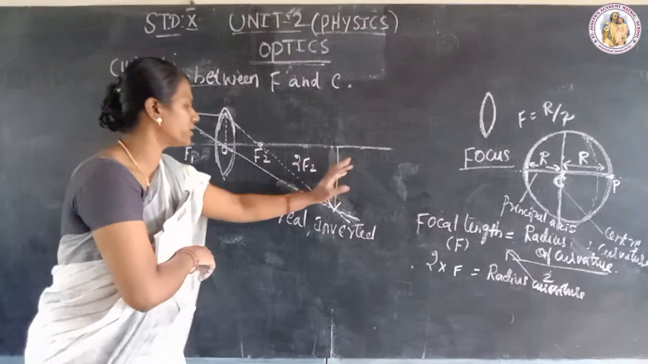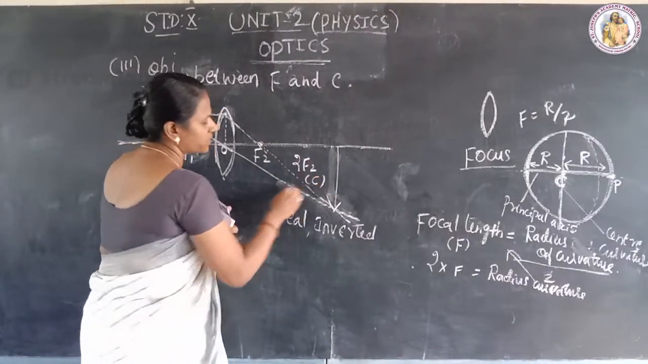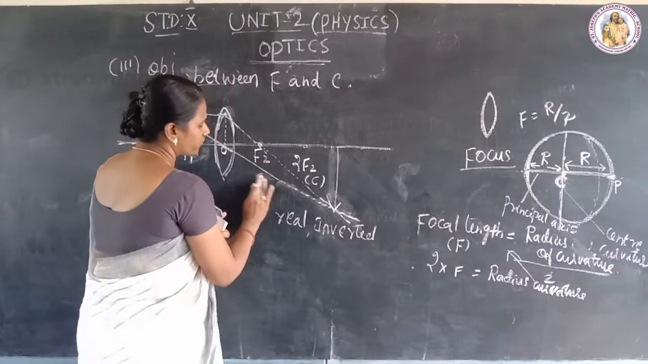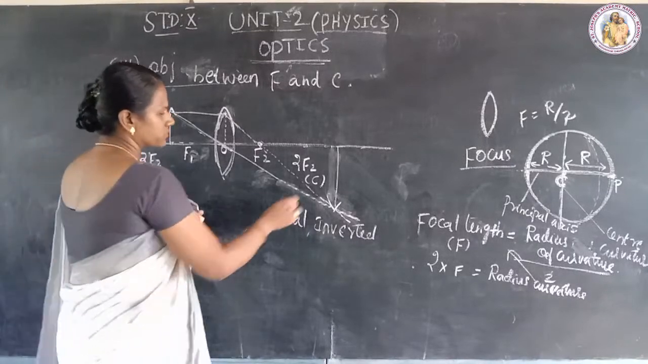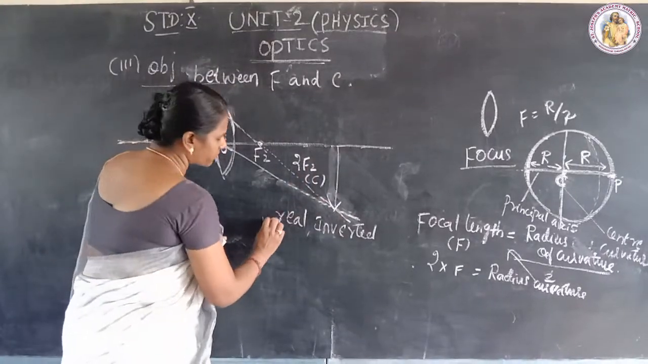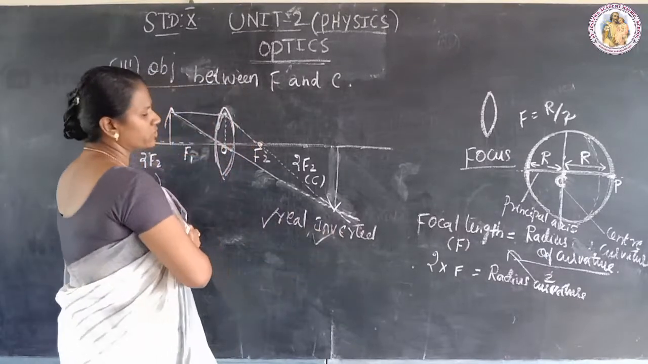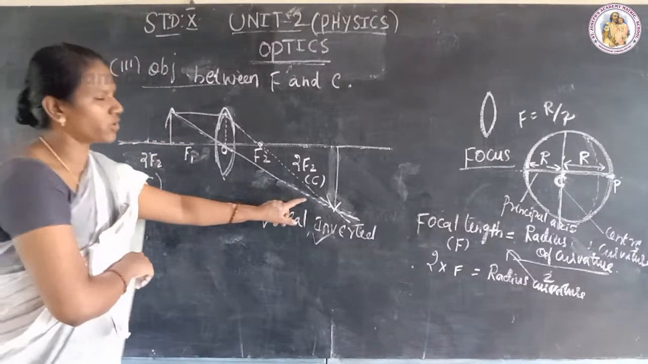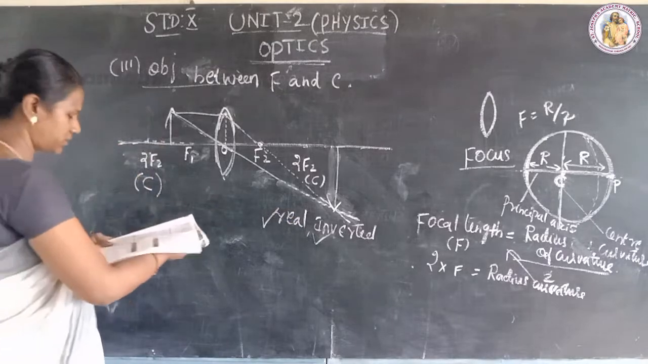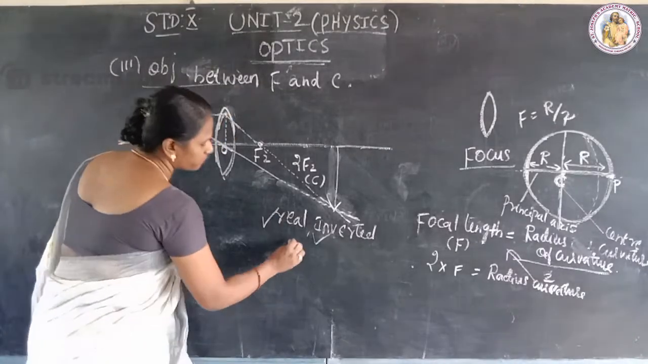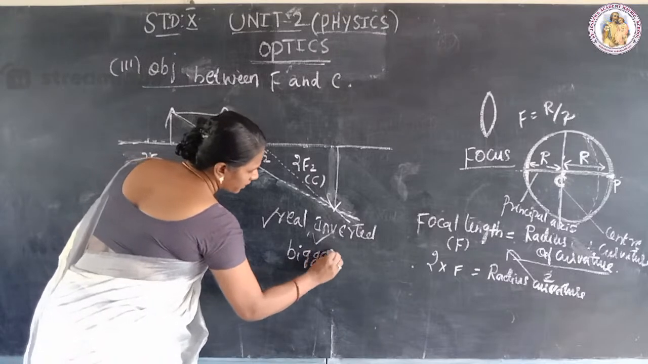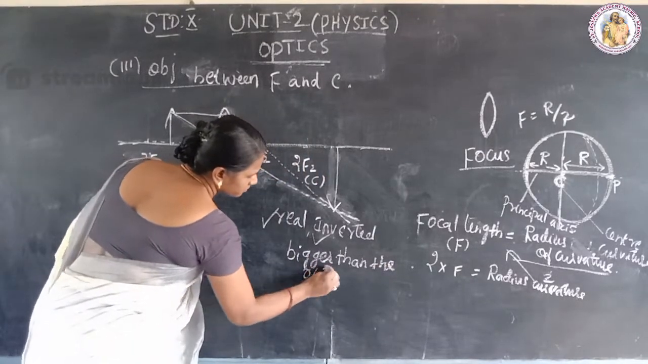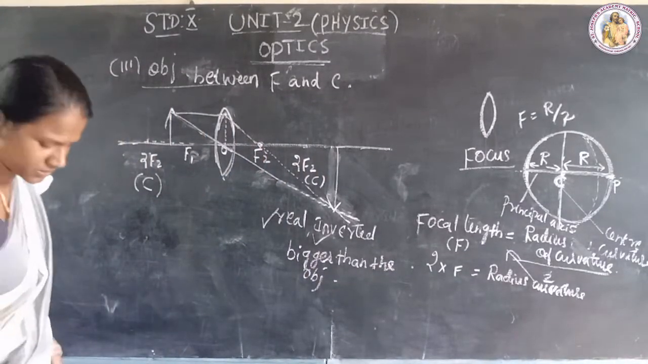2F is nothing but the center of curvature. F is nothing but the principal focus, the focus point. So here the image formed is real and inverted. And what about the size of the image? When compared to the size of the object, the size of the image is bigger. So the size of the image is bigger than the object.